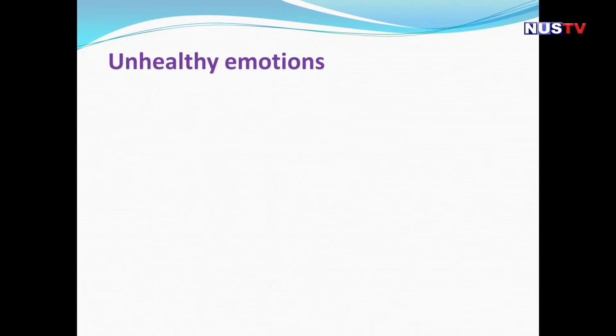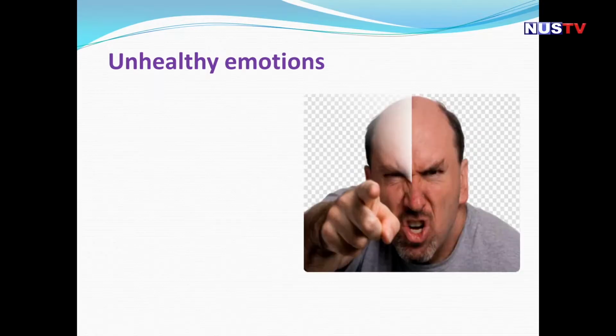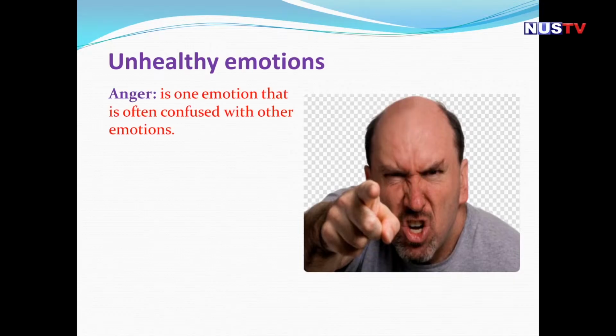Okay, what about unhealthy emotions? What are examples of unhealthy emotions? Good try. Anger is one emotion that is often confused with other emotions. Students might say, I hate you, or I don't want to see you again. What they mean is they are angry with that person.